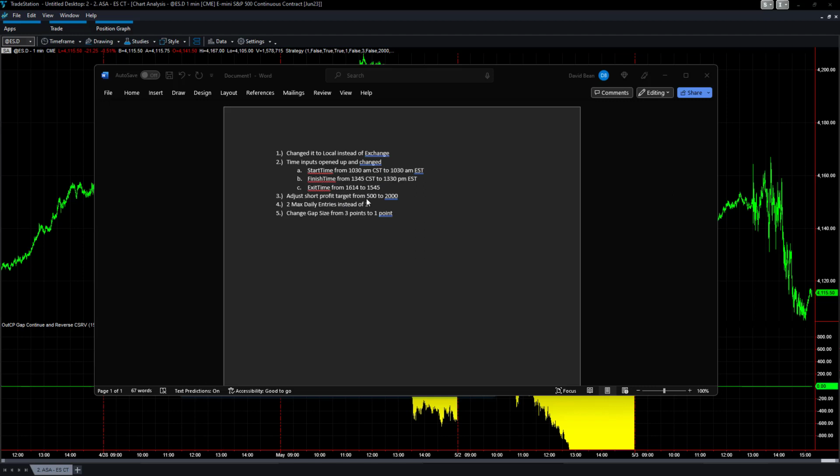Adjusted the short profit target from 500 to 2,000 to give it the opportunity to be more profitable, to capture bigger moves. 2 max daily entries instead of just 1, and I've changed the gap size requirement from 3 points to 1 point, and so these don't make as much of a difference. The 1 hour time shift improves it a lot, and these improve it just a little bit. And so I'm going to show you the updated report.